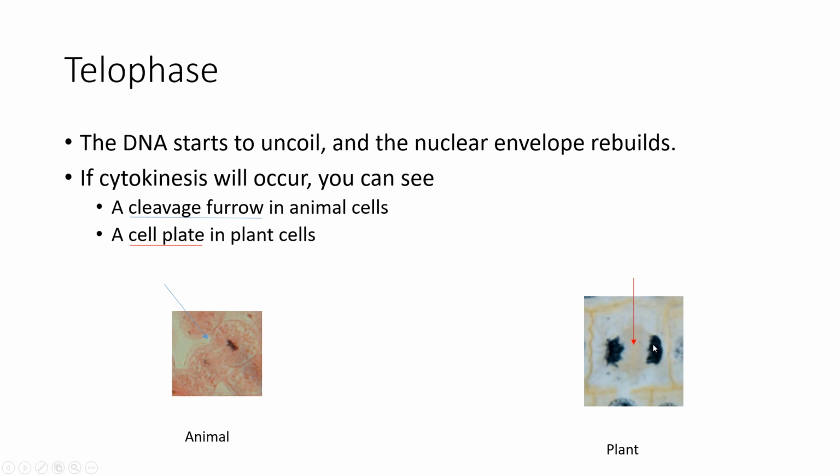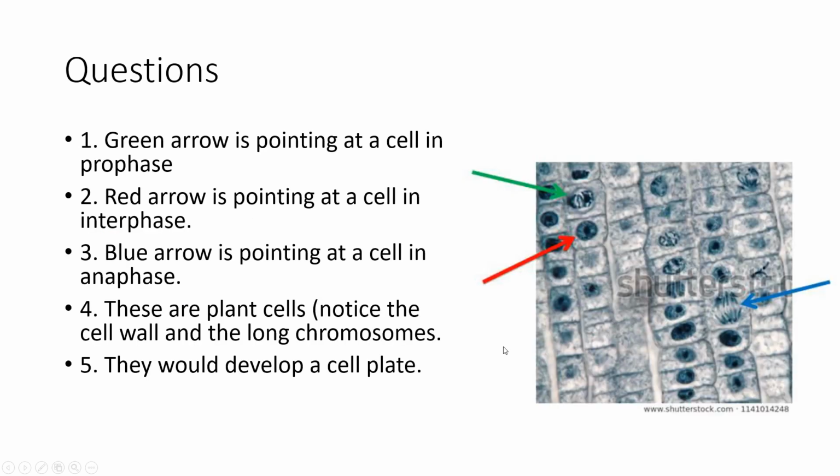Because plant cells have a cell wall, they can't do that. The cell wall is too rigid. So instead of squeezing in half, what they do is they start to build a new cell wall in between the new nuclei that are starting to form. And so you get a plate that is new cell wall being formed in between those two. And I know it's kind of difficult to see, but right here towards the middle, there's a cell plate that's being formed. So in animal cells in telophase, you look for that cleavage furrow. In plant cells in telophase, you look for the cell plate that's being formed.